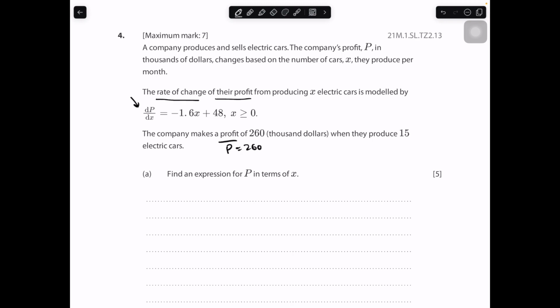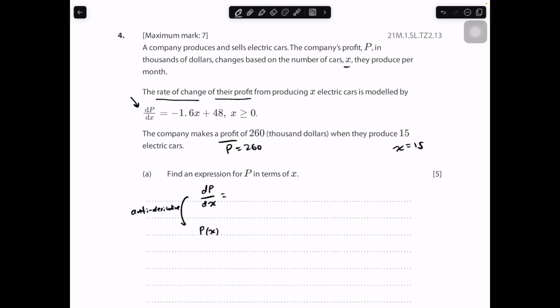When they produce 15 electric cars, x is equal to 15. And then once again we have dP over dx, but we don't want dP over dx, we just want P of x. So we want to move from a derivative to the actual function, and to do that we would take the antiderivative.